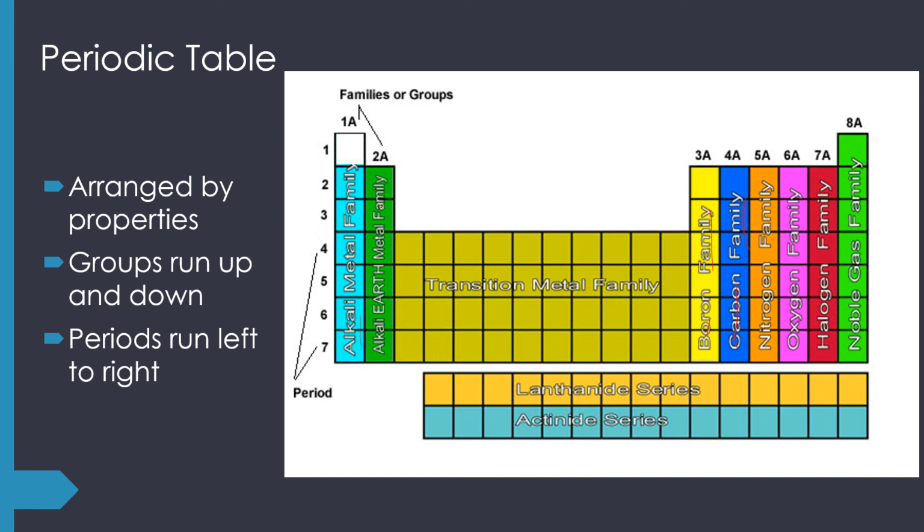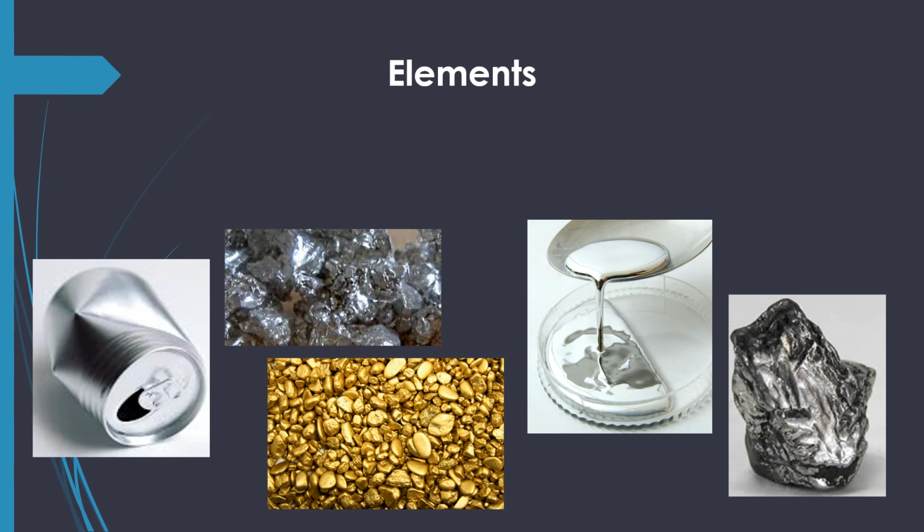Periods run left to right, so periods are running like this, like rows. And they're basically 1, 2, 3, 4, 5, 6. Those are the periods. The groups or families are a little different. You should know halogens. You should know noble gases. You should know transition metals for this stuff we're doing right now. Okay, so here are some elements.